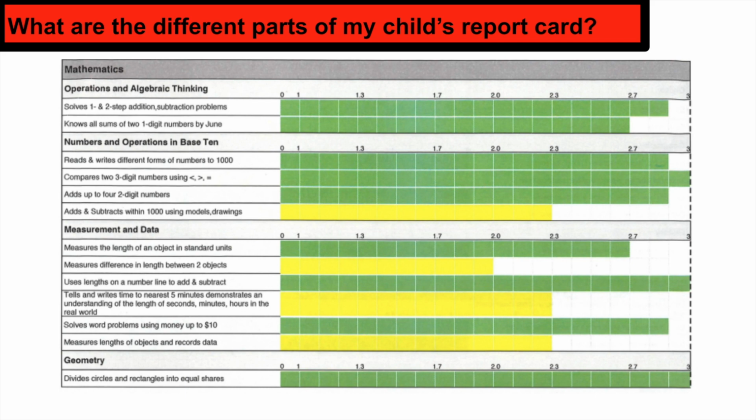Your child has different colors on the report card. Green means meeting expectations. Yellow means partially meeting expectations. And orange means not yet meeting expectations. Within those colors, they're also broken down by numbers you can see at the top. If your child scored a 3, that means they have mastered the full standard. 2.7 means the student work often meets the standard. 2.3 means the student shows additional growth towards the standard.